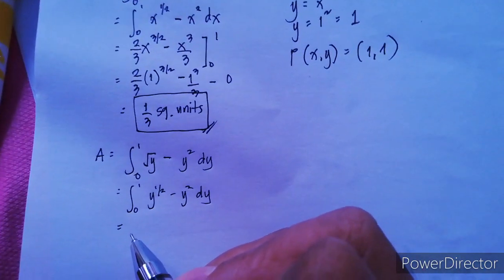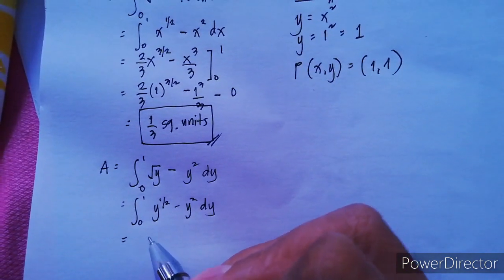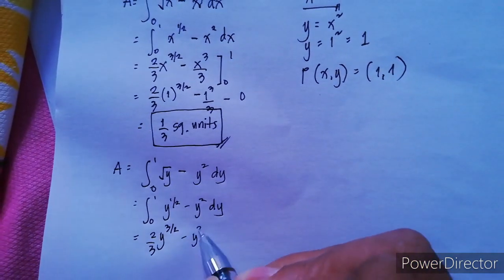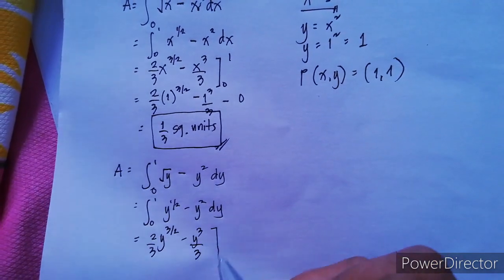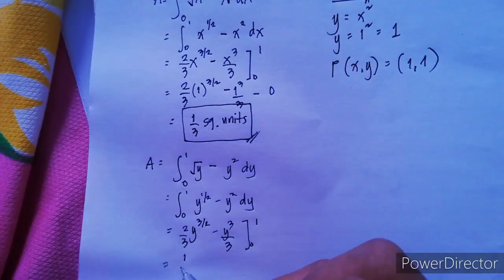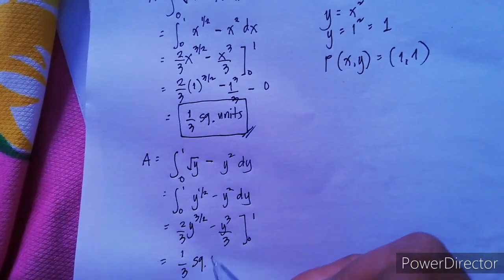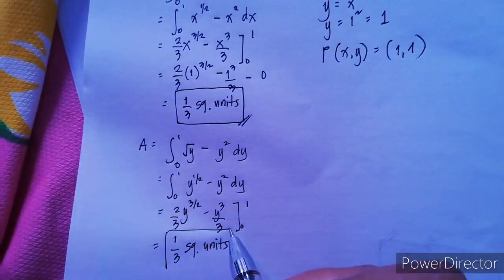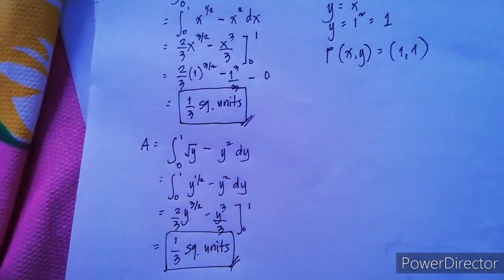So just power rule, y raised to 3 halves times 2/3 minus y cubed over 3, 0 to 1, and it's exactly the same as the equation earlier. So the answer would be 1/3 square units. So it's just the same.